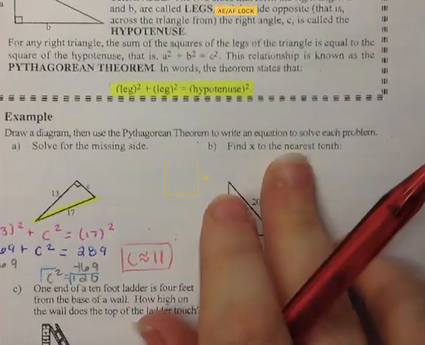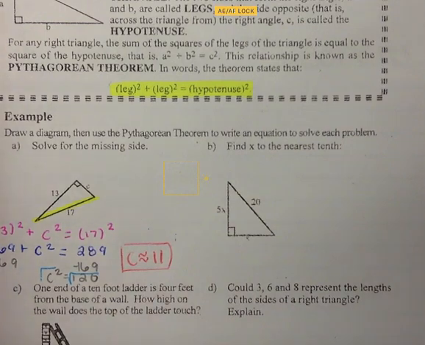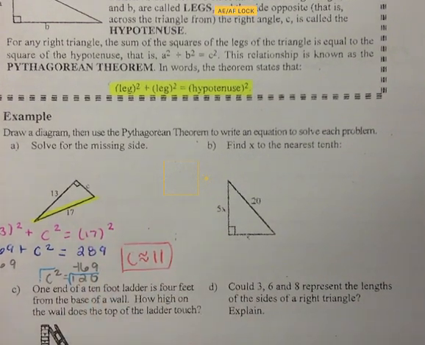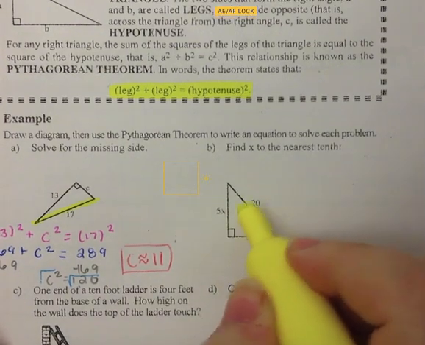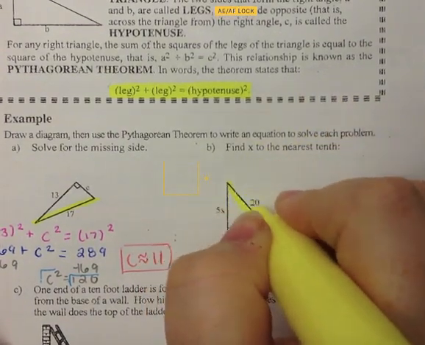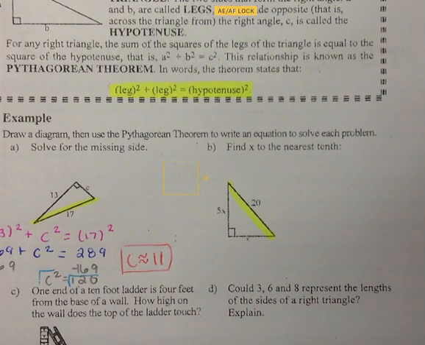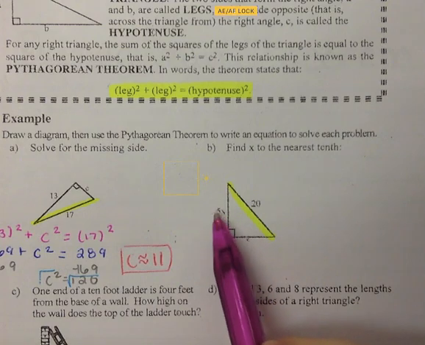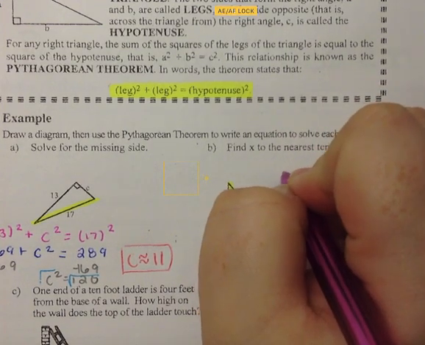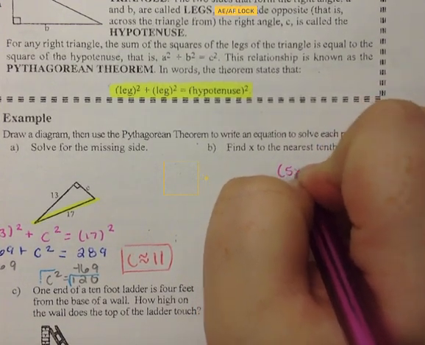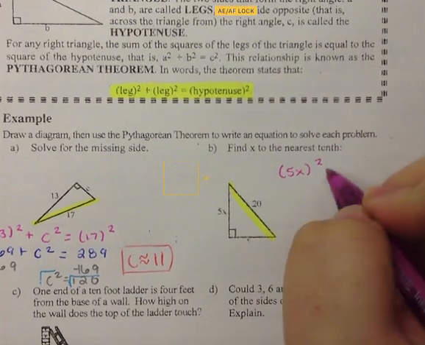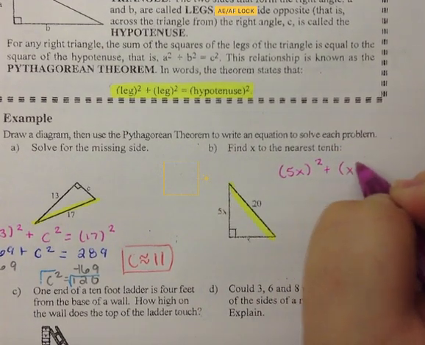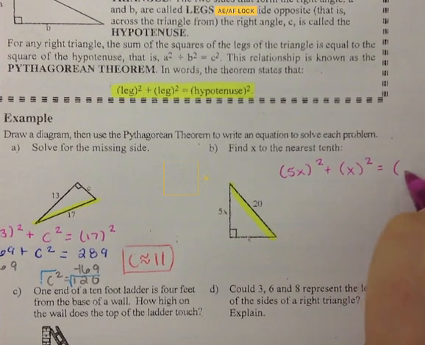B, find x to the nearest tenth. We do have a right triangle, so we want to find our hypotenuse, which is opposite the right angle. This 20 is our hypotenuse. So we start with our legs. It doesn't matter which leg you start with, so let's say our first leg is 5x. We have to square that entire thing, plus our second leg x, and we have to square it, is equal to our hypotenuse squared. That's 20, and then we square it.